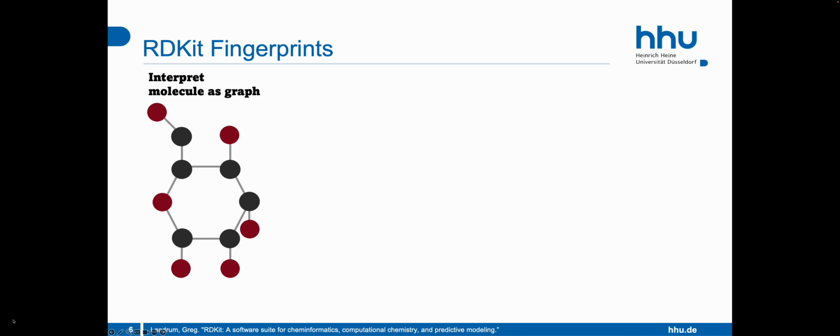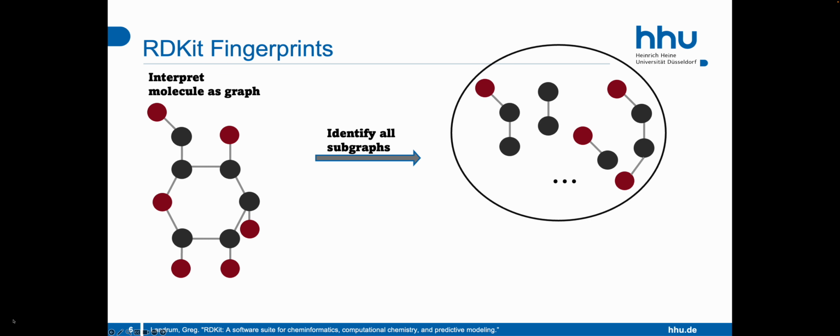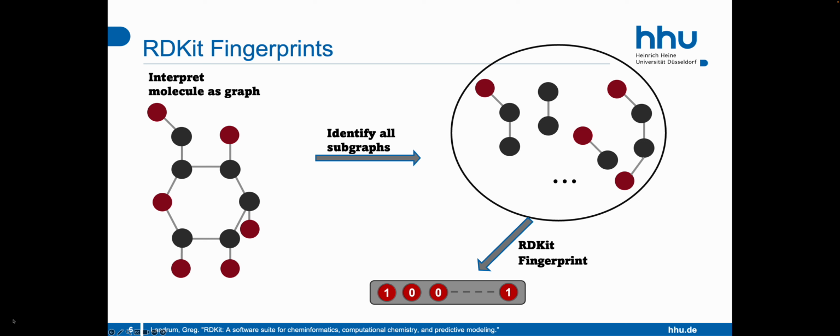Finally, we're going to look at how to generate RDKit fingerprints. Similar as for the Morgan fingerprint, we are interpreting the molecule as a graph. Then we identify all subgraphs of this entire graph that do not exceed a certain size. For example, all subgraphs that do not contain more than 7 bonds. And finally, we encode in a binary vector what kind of subgraphs are present in our molecule.